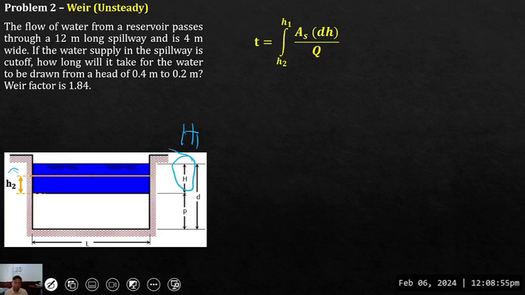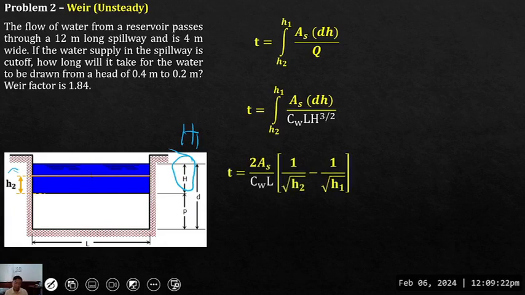Okay? If naalala nyo dati sa orifice, meron tayong formula na T is equal to integral H2 to H1, that's AS DH over Q, where AS is the surface area, times DH over Q. So yung bago lang dito is yung Q. Papalitan mo lang siya ng CWL H to the 3 halves. Okay? So yung formula natin is going to become 2AS over CWL times quantity 1 over square root of H2 minus 1 over square root of H1.